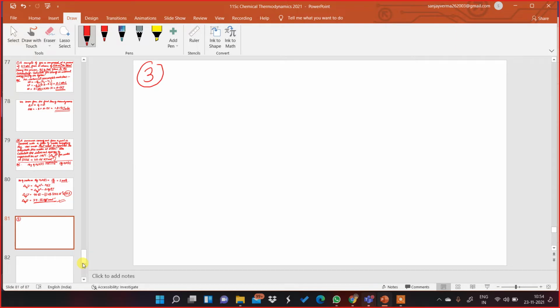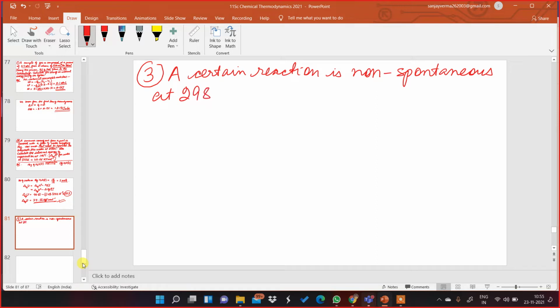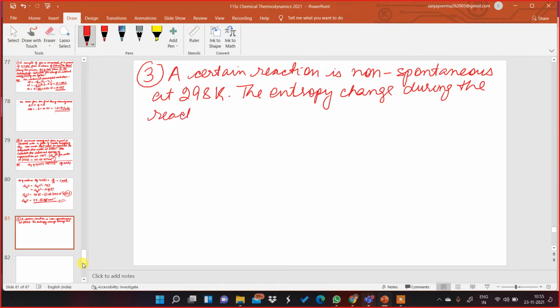Question number 3. The question is: a certain reaction is non-spontaneous at 298 Kelvin. It is not feasible. The entropy change during the reaction is 121 joules per Kelvin. This is the entropy change.